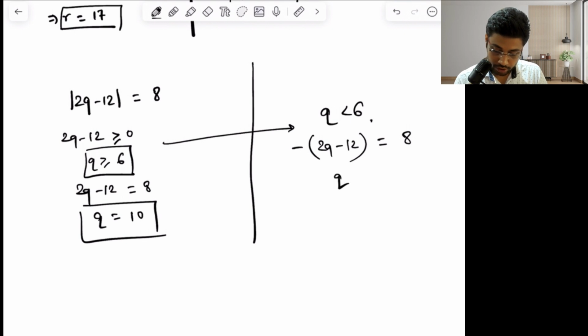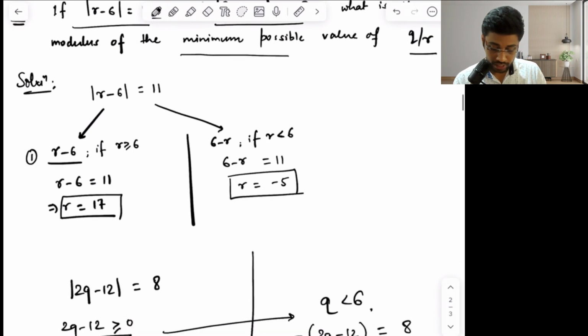In this situation, q will be equal to, I will transfer the minus sign over here, so minus 8, 12 minus 8 is 4, 4 divided by 2 is 2. So that's the answer. So q will have two possibilities: q is equal to 10, q is equal to 2. Now, for once, just check whatever values of q and r we have obtained, whether they satisfy the condition or not.